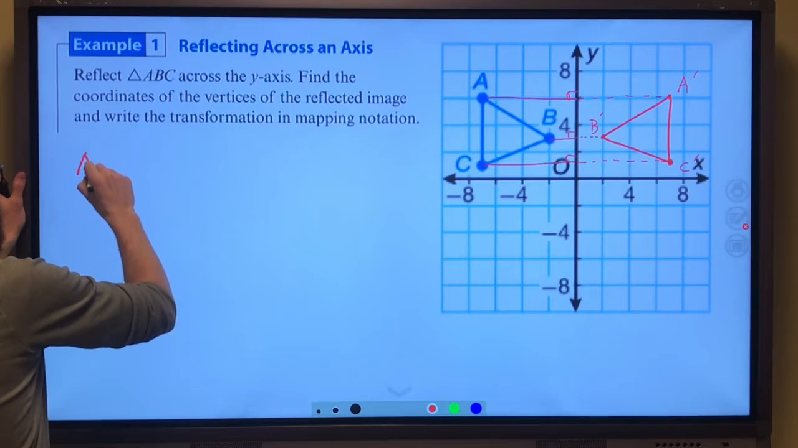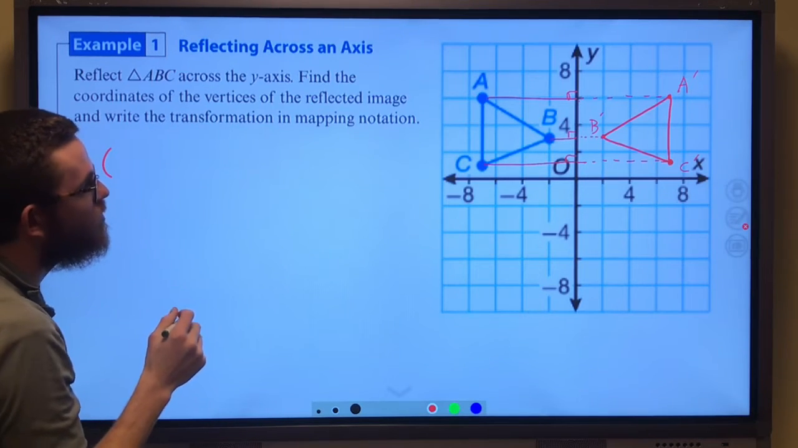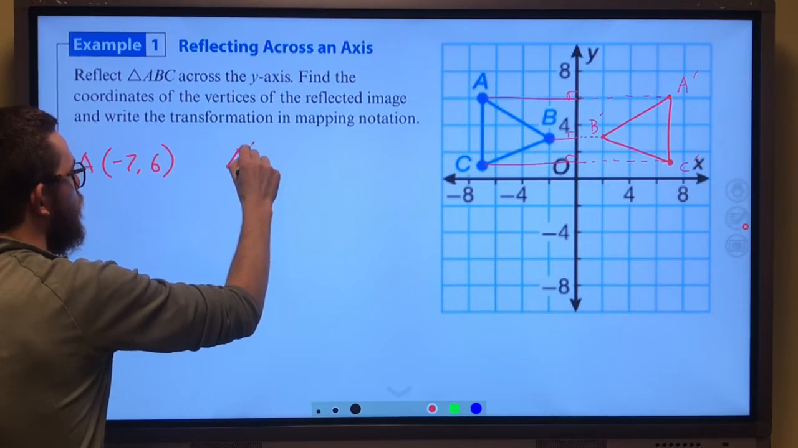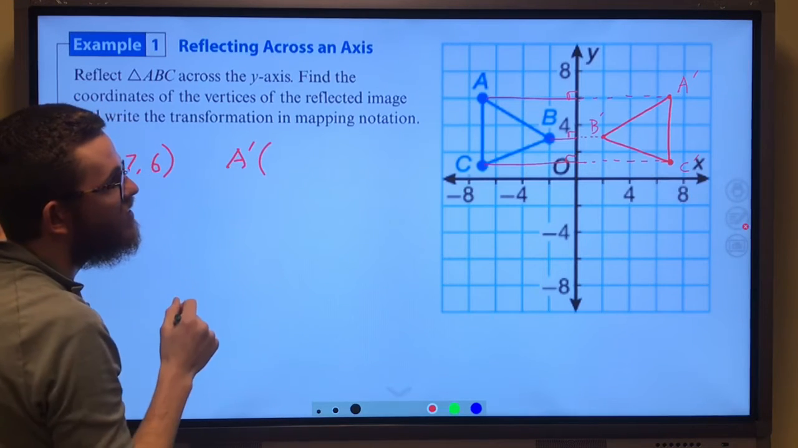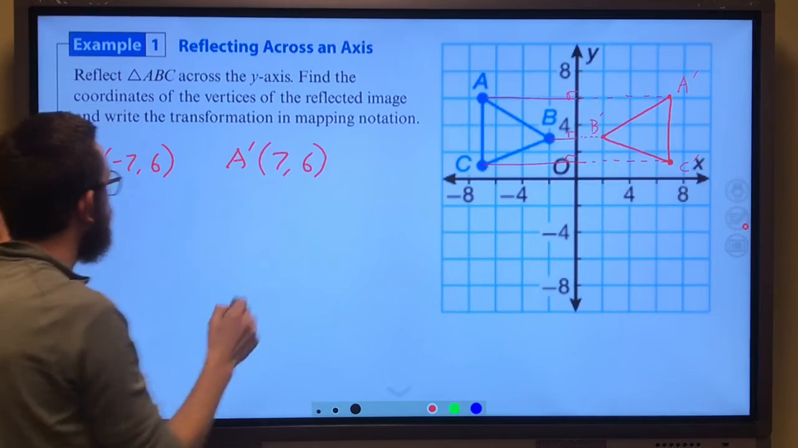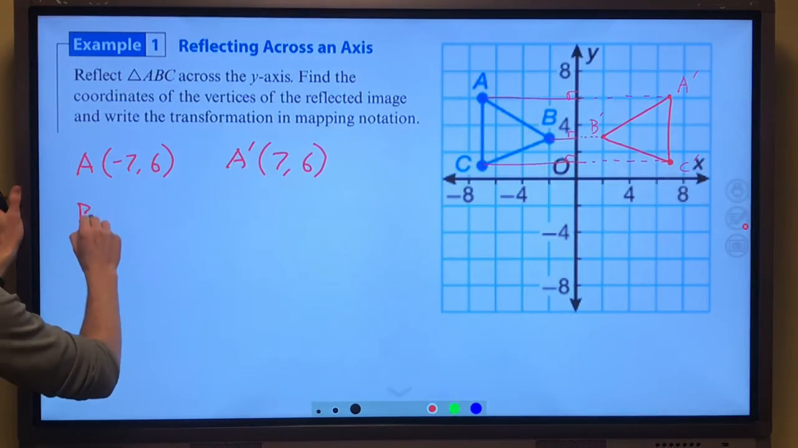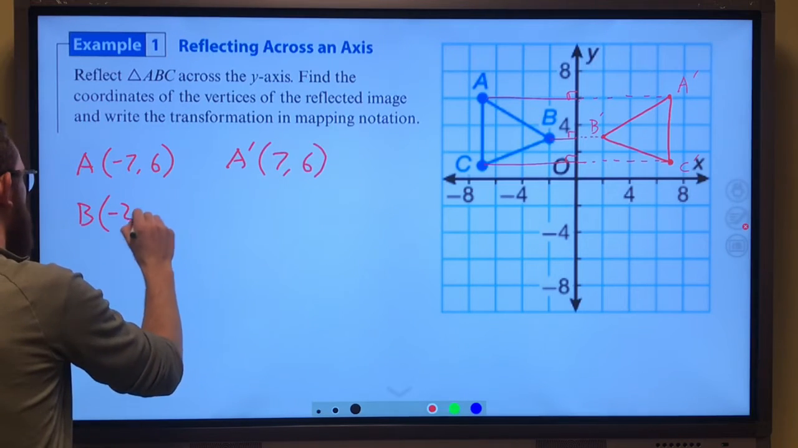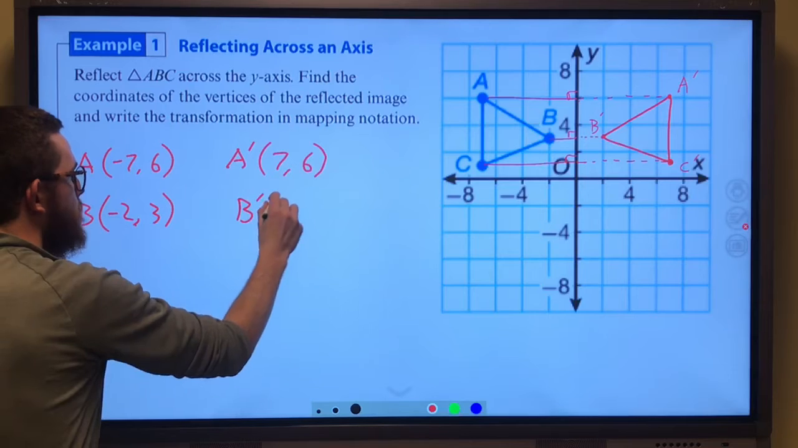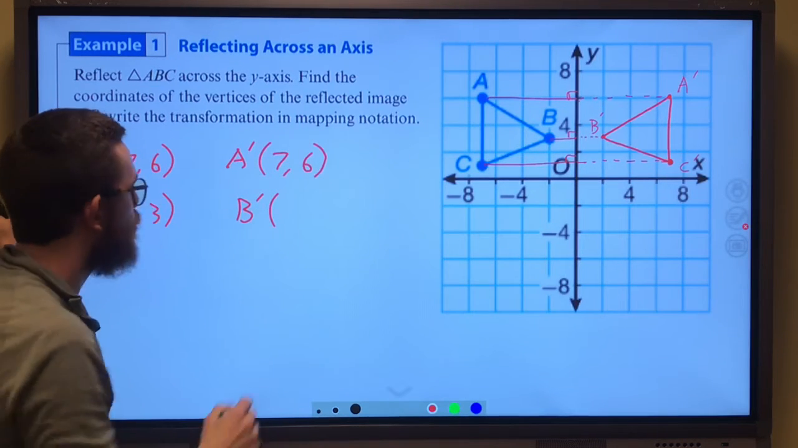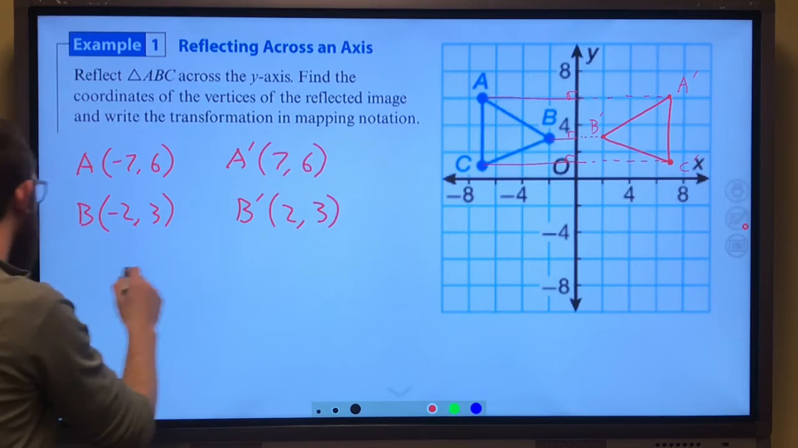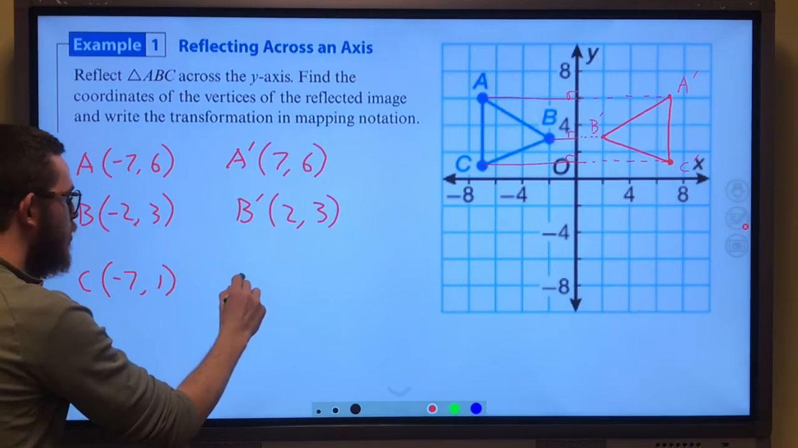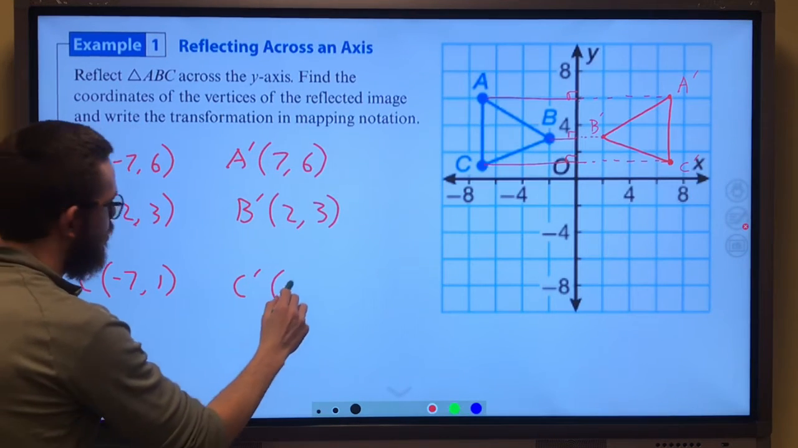A was that point (-7, 6). A prime was (7, 6). Notice how similar those are. B, from our pre-image, was the point (-2, 3). B prime is the point (2, 3). Finally, C is the point (-7, 1). C prime is the point (7, 1).